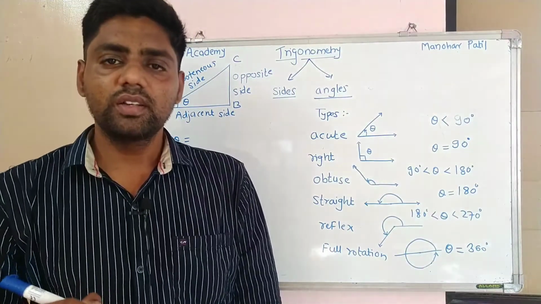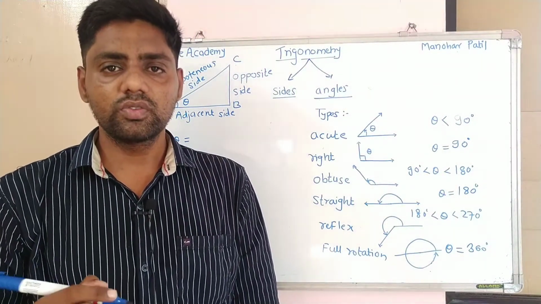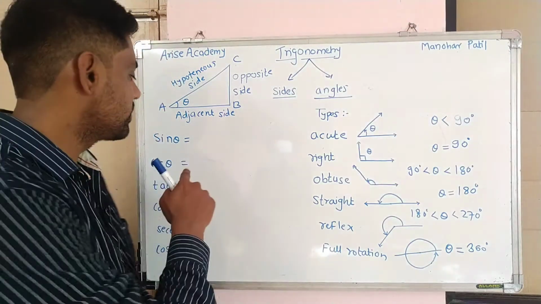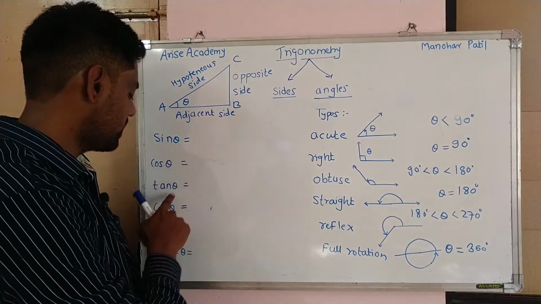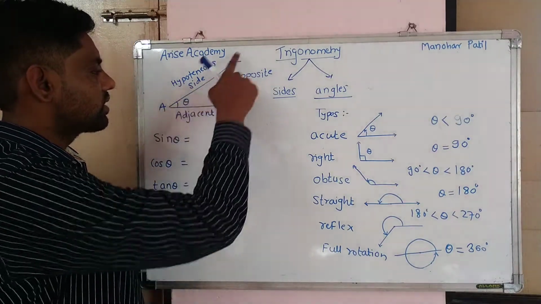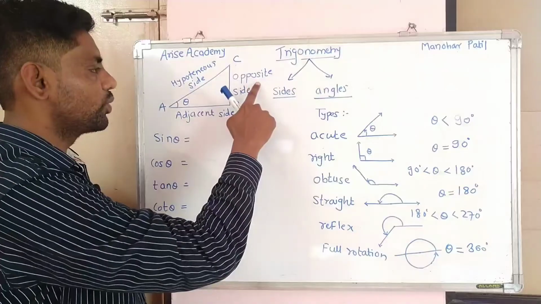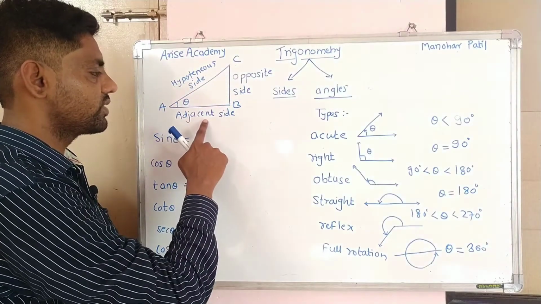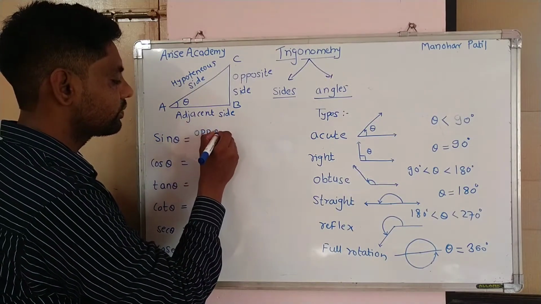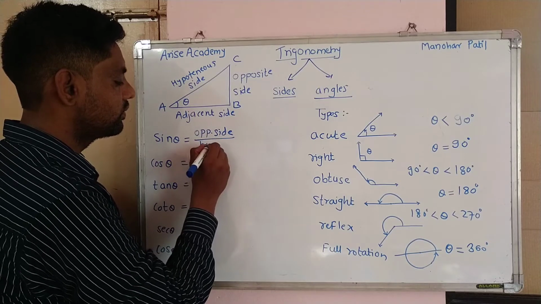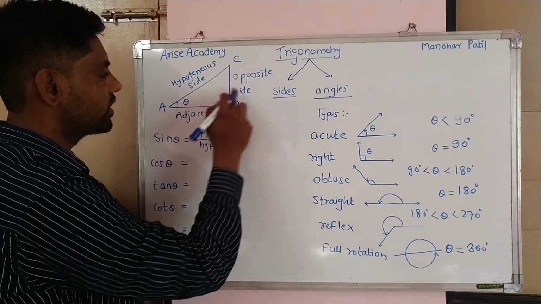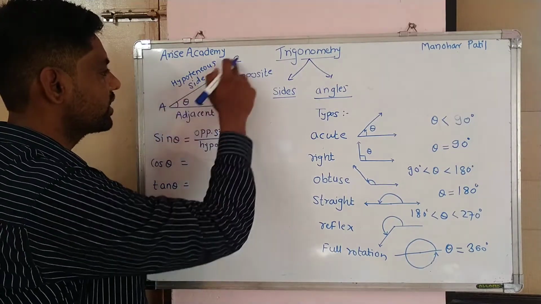Next, to find the sides of the triangle, we know that six ratios are given: sin theta, cos theta, tan theta, cot theta, sec theta and cosec theta. From this triangle ABC, we have the opposite side, hypotenuse side and adjacent side. Sin theta is nothing but opposite side upon hypotenuse side, so opposite side BC upon hypotenuse AC.